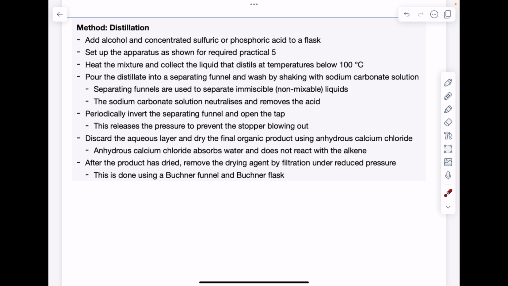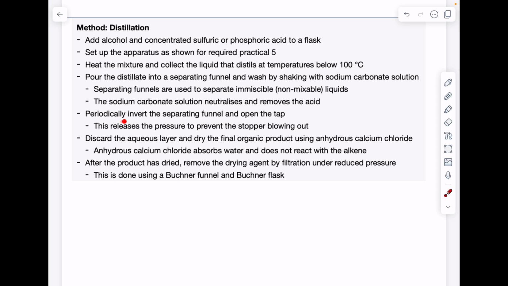In terms of how this process actually takes place in a laboratory, it's through a distillation method. You're going to add your alcohol and concentrated acid to a flask. You're going to heat the mixture and collect the liquid that distills at temperatures below 100 degrees. You'll pour the distillate into a separating funnel and wash by shaking with sodium carbonate solution. Separating funnels are used to separate these immiscible, non-mixable liquids. The purpose of the sodium carbonate was to neutralize and remove the acid.